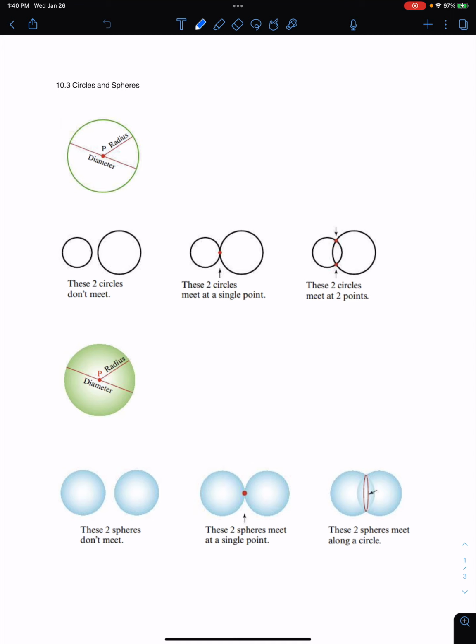So here at the top of the page, I have a two-dimensional drawing of a circle. Circles are two-dimensional objects, so it's kind of easy to draw them. But I wanted to point out three important features of circles. One is the center of the circle. So we would say that the center of this circle is at point P.